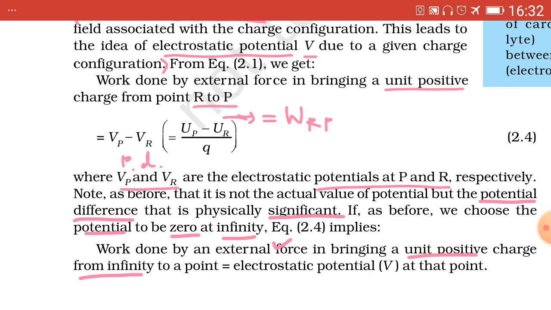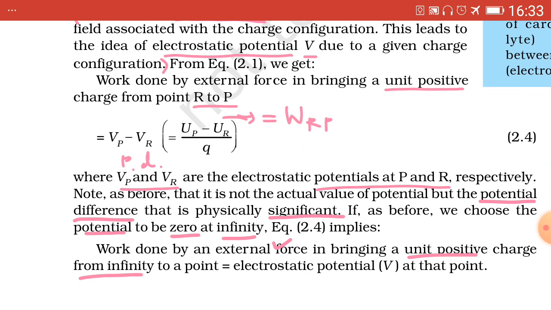This expression is not written here. You can note it down in your notebook, which will be important for objectives and solving numericals. Therefore, from W equals qV, we can write V equals W upon q, making V, the electrostatic potential, the subject of the equation. Capital V equals capital W upon small q.